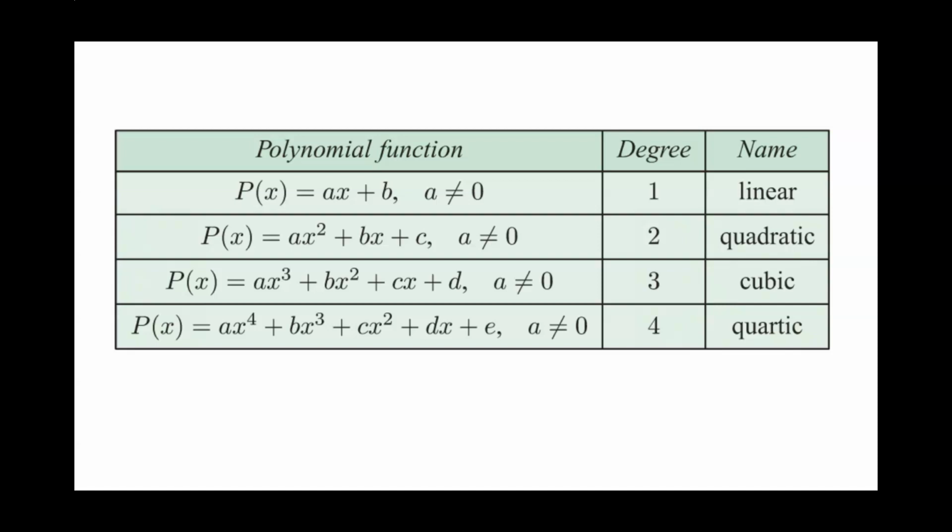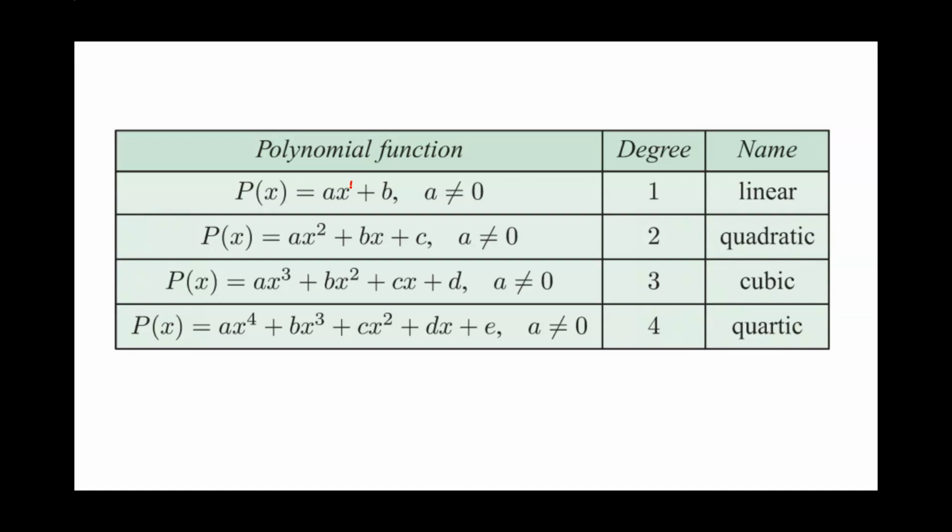This table summarizes polynomial functions. As you can see, the first one is degree 1 because the highest power in this polynomial function is x to the power of 1. And the second we are pretty familiar with is called a quadratic because the degree is 2. The highest power in this function is 2. And same way, number 3 is cubic and number 4 is quartic.